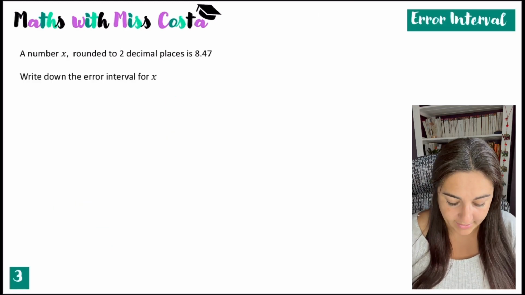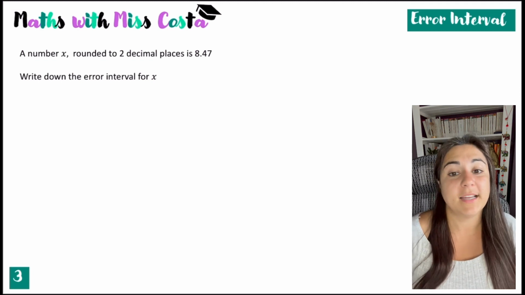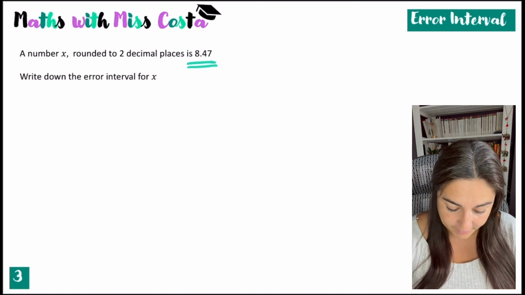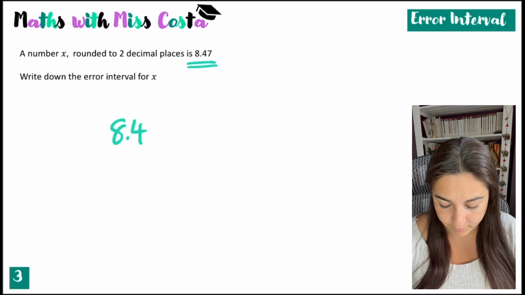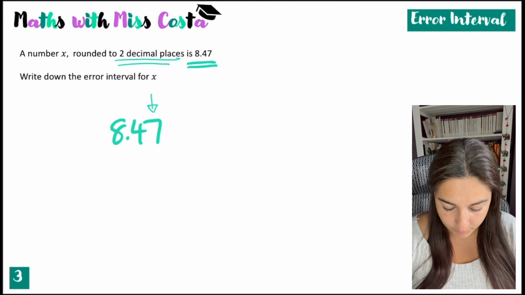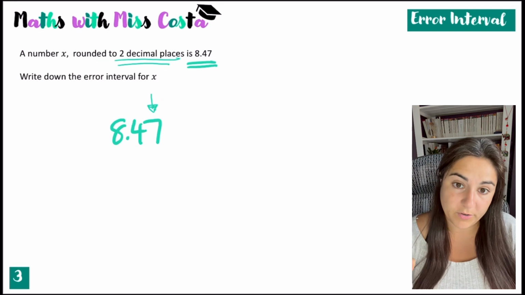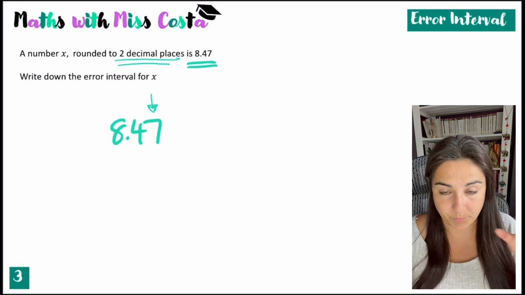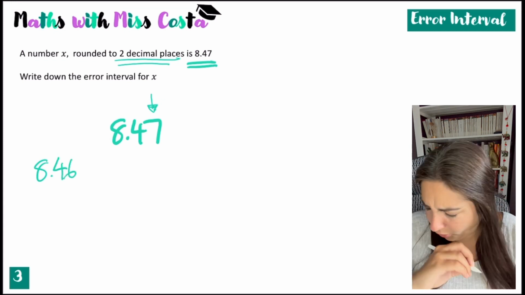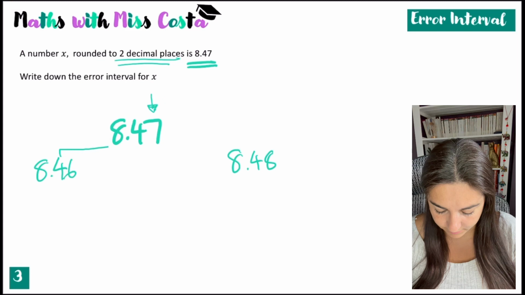Okay, next we've got an error interval. So an error interval is just where we've rounded something to a certain level of accuracy. We don't actually know what the original amount is. So something has been rounded to 8.47, to 2 decimal places. So that's the second decimal place. So what would the decimal place above and below it be? It would be 8.46, and here it would be 8.48.